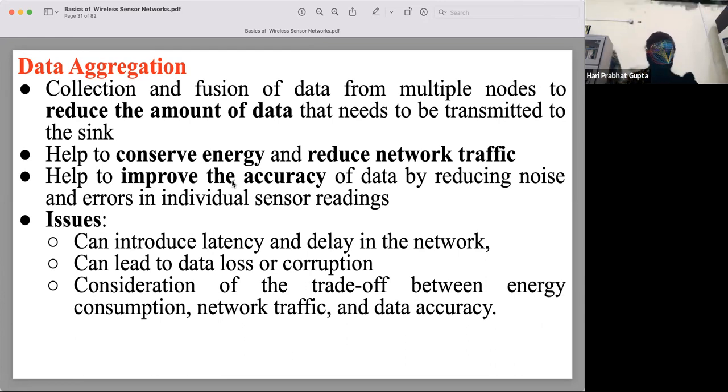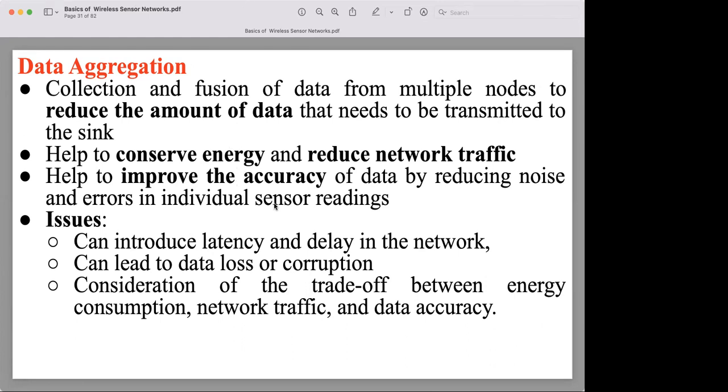That means waiting comes into the picture. Whenever the aggregation procedure or aggregation algorithm works, it takes time. So in that case, we can say latency or delay comes into the picture. For real time, where whatever data comes must be transmitted in a fraction of a second, that is not possible. You need to do the aggregation. So latency is there and delay is there.